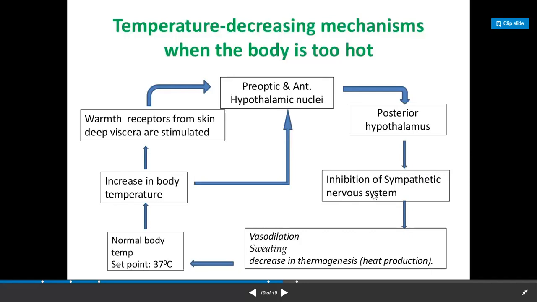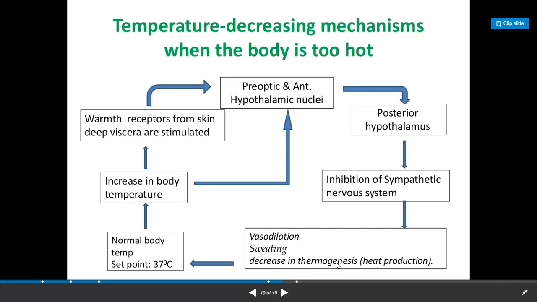And when this happens, there will be vasodilation. Why? Because epinephrine causes vasoconstriction. So once you inhibit epinephrine or sympathetic nervous system, there will be vasodilation. Your sweat gland will produce a lot of sweat, and then there will be decrease in thermogenesis. So thermogenesis is heat production. So anything that will cause heat production will be stopped.